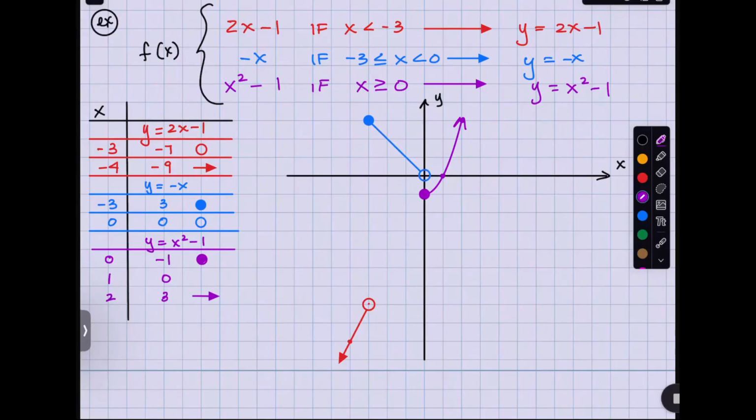Does it pass the vertical line test? Is there a vertical line where it would cross this graph more than once? No. Because even here, this is not included. That is. Here, this is included, this is not included. So this actually passes the vertical line test. So again, I got to piece them together so that I still have a function here.